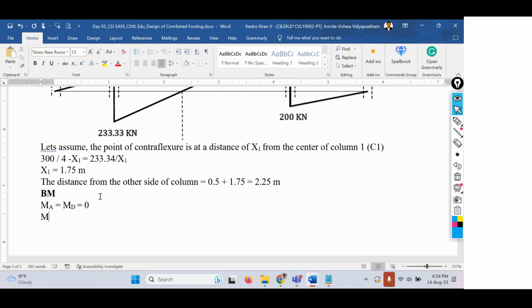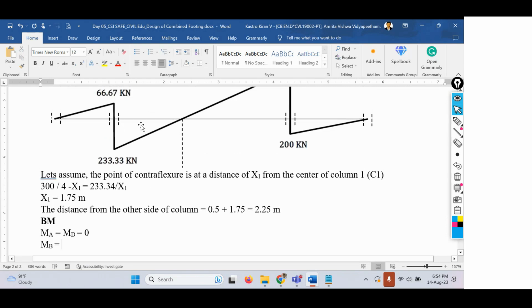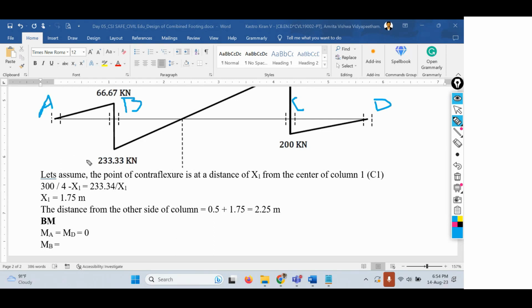Now let's find out the bending moment at B. So how to find out the bending moment? Force into perpendicular distance. Let me write it here. This is point B, and this is point C. This is D, and this is A. So the bending moment at the ends of the section will always be 0.